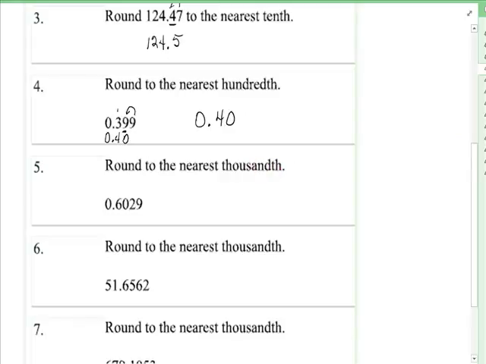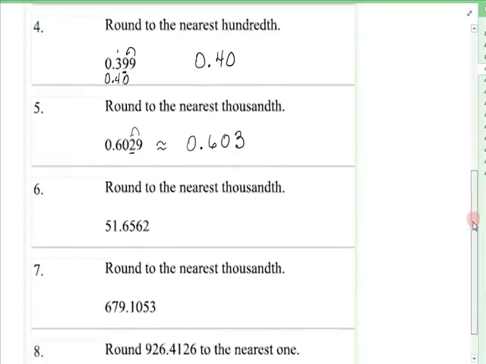Round to the nearest thousandth. Tenths, hundredths, thousandths. What does the 9 tell you to do? Well, because it's 5 or bigger, it tells you to round up. So this will be approximately 0.603. The last place is sitting in the thousandths. This symbol, I think I've used it before, it means approximately. It's like an equal sign that's gone crazy.